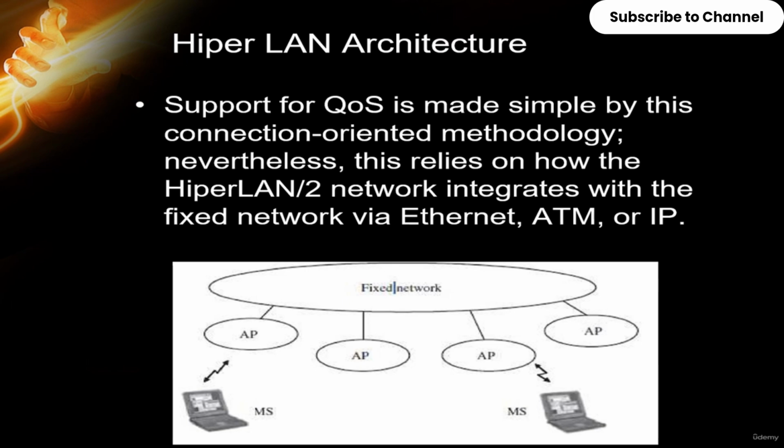So HiperLAN 2 networks are also a solution for providing internet and remote access, like providing hotspot connections in hotels, airports, and wherever we are in day-to-day life. Hotspot connections can also be provided with this HiperLAN architecture.